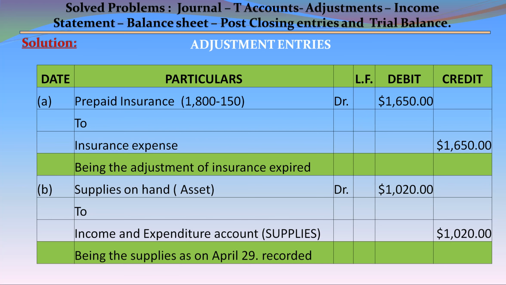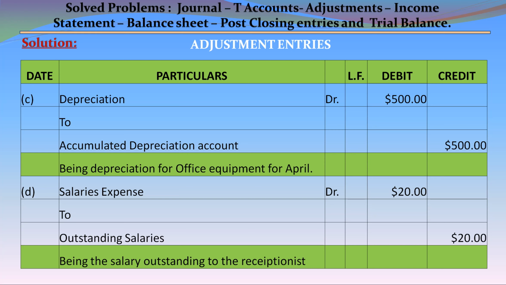This is closing stock. Adjustment C, depreciation debit 500 to accumulated depreciation account 500 credit, being the depreciation on office equipment for April. Adjustment D, salary expenses debit 20 to outstanding salaries 20, being the salary outstanding to the receptionist.